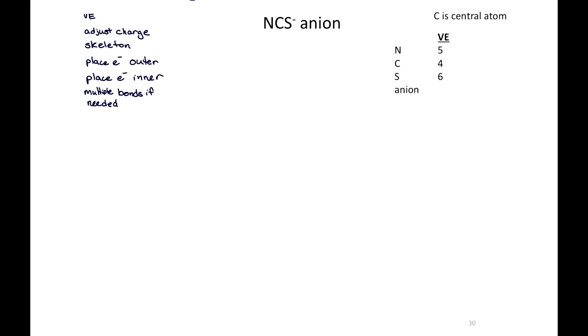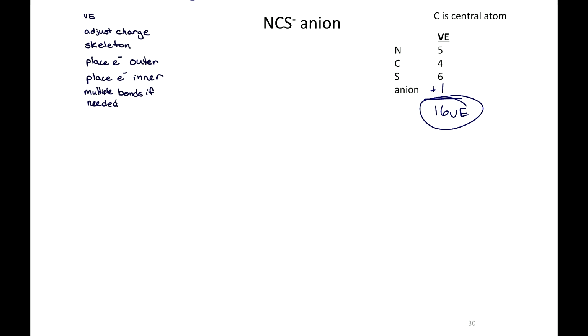So let's go through the 6 steps. Here I'm specifically telling you that carbon is the central atom. Get those valence electrons. Nitrogen has 5, carbon has 4, sulfur has 6, and then because it's an anion, we need to adjust the electron count. So are we going to remove an electron from the count or add an electron to the count because it's an anion? Add 1, yeah, so we're going to add 1 electron, and so when you add that up, I think it is 16. Right, that's what we're allowed to spend.